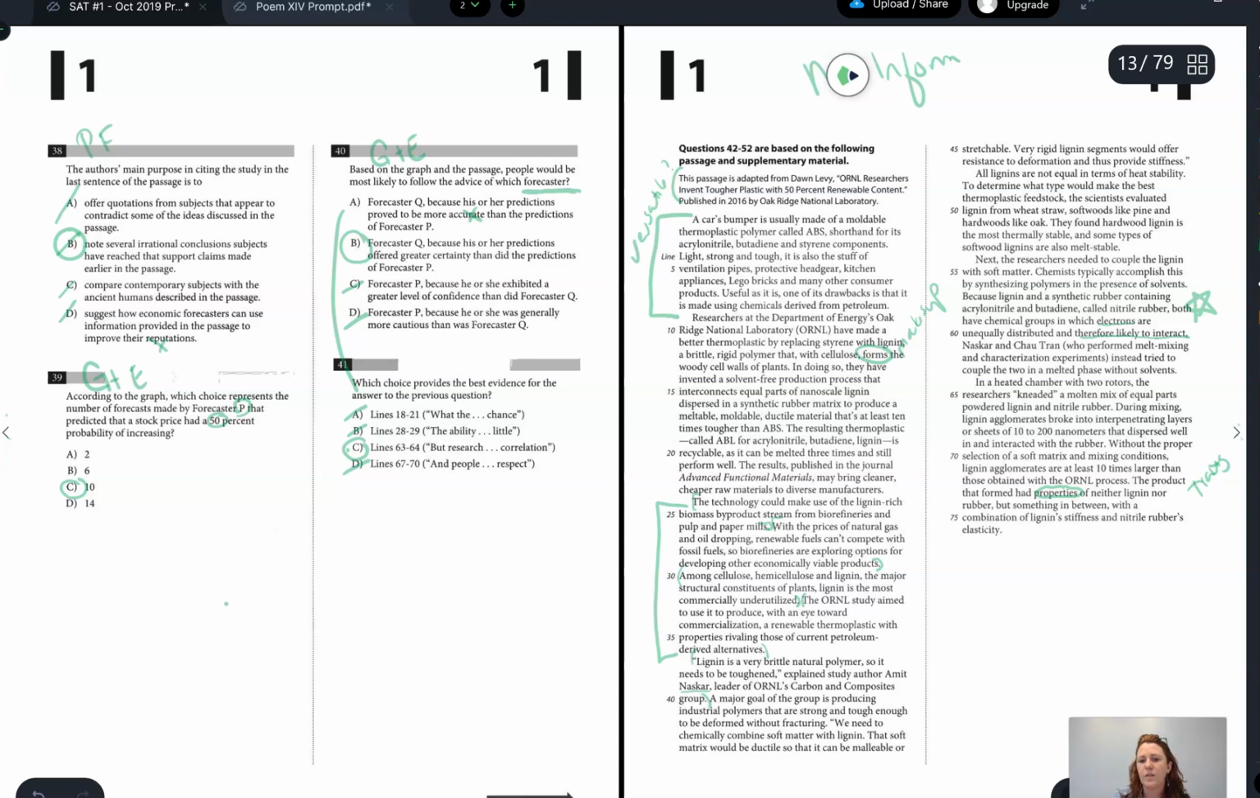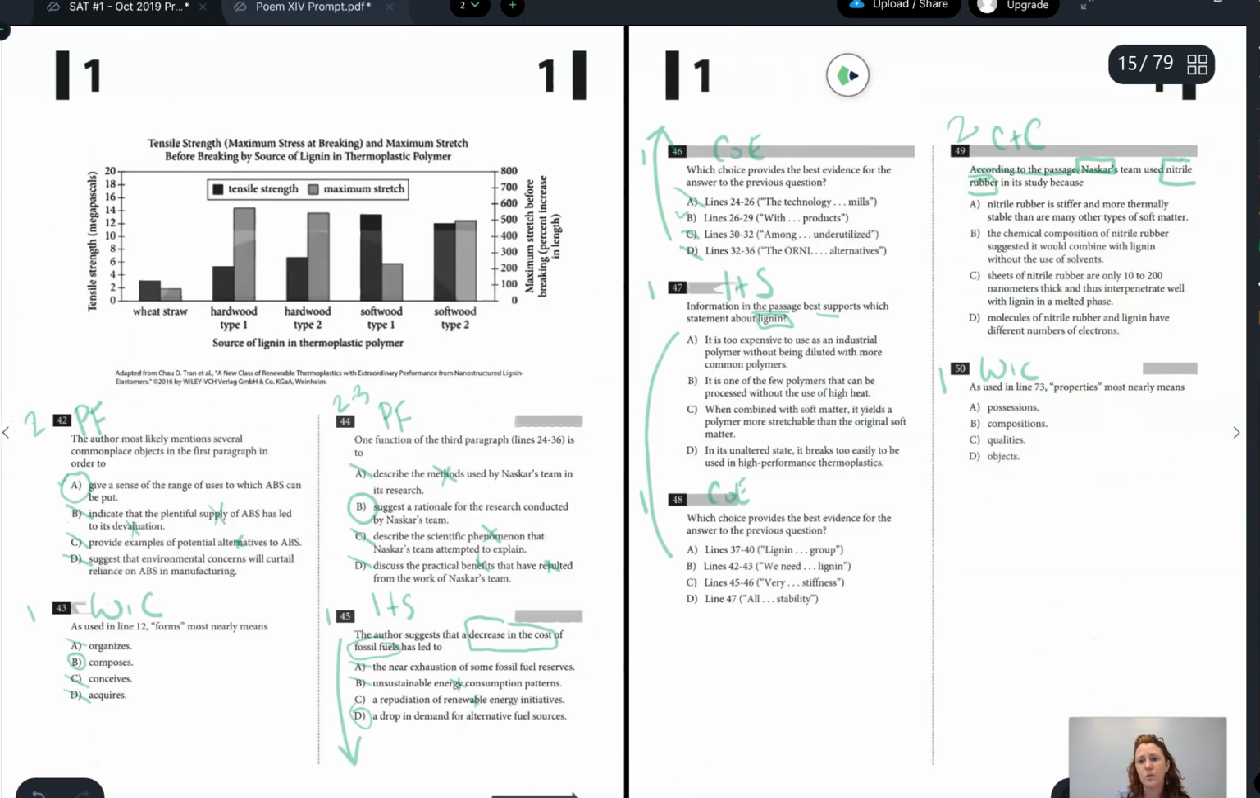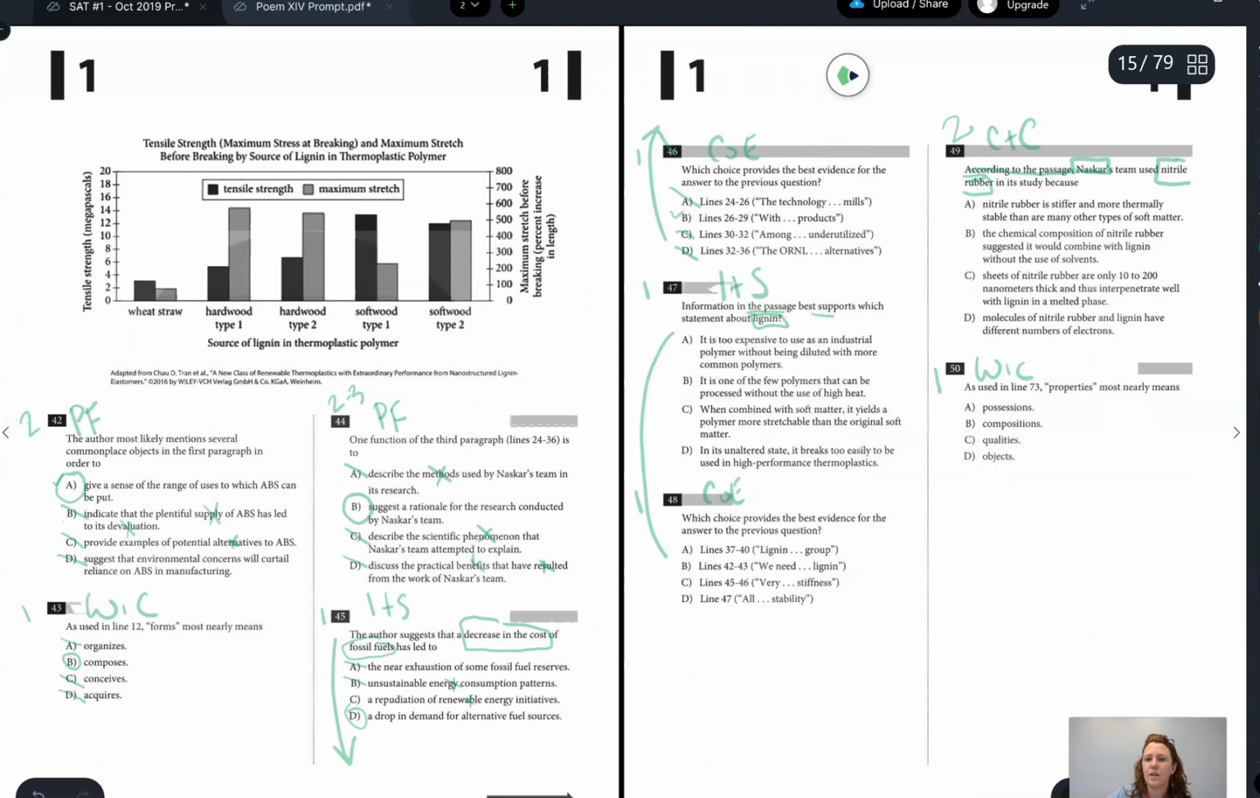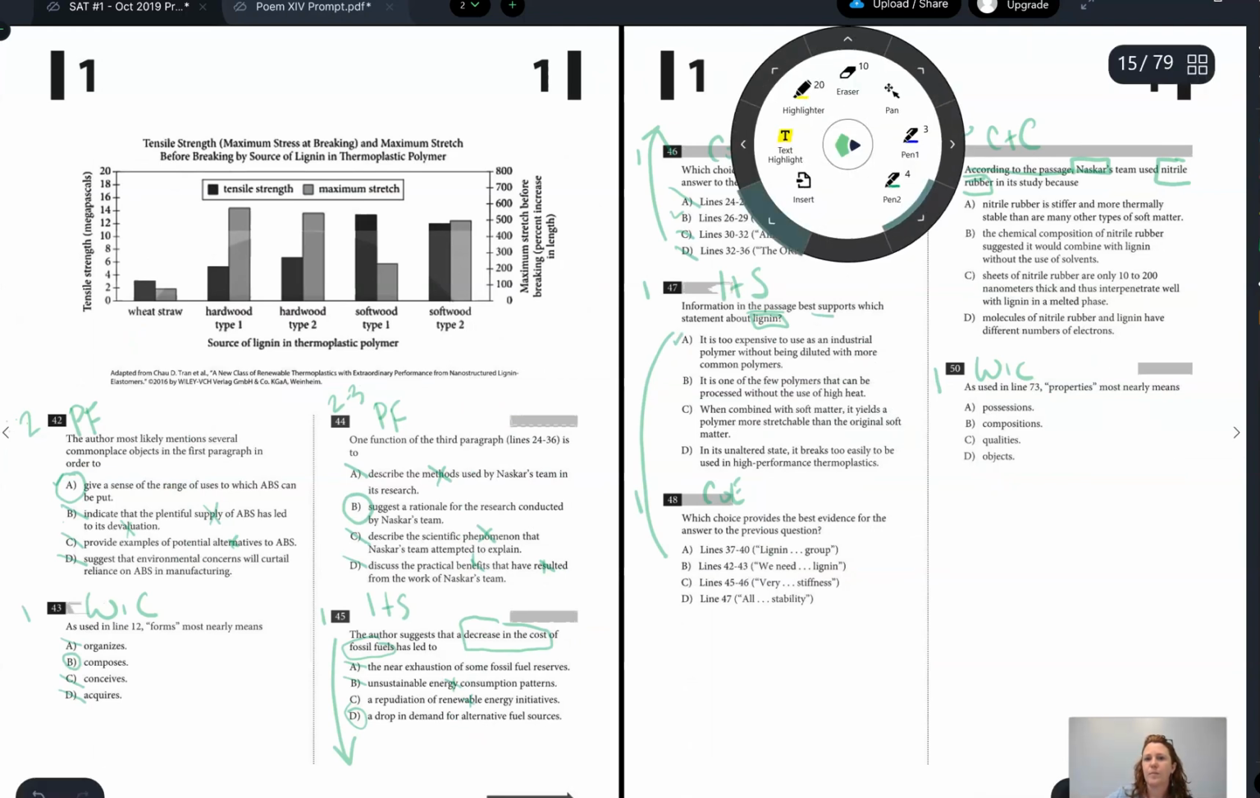So lignin is a very brittle natural polymer, so it needs to be toughened, explained this guy. Okay, so lignin is naturally brittle. It needs to be toughened. So that is true, and it is about lignin, so let's hang on to it. All right, so A is true. We'll hold on to that guy.